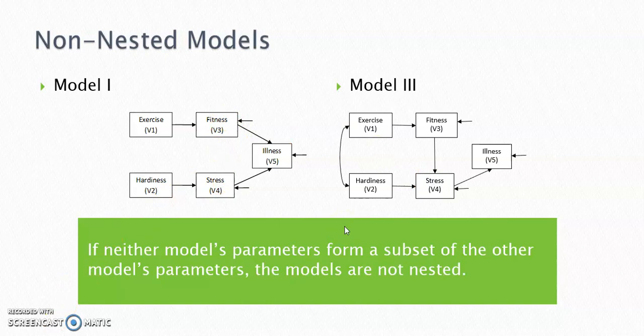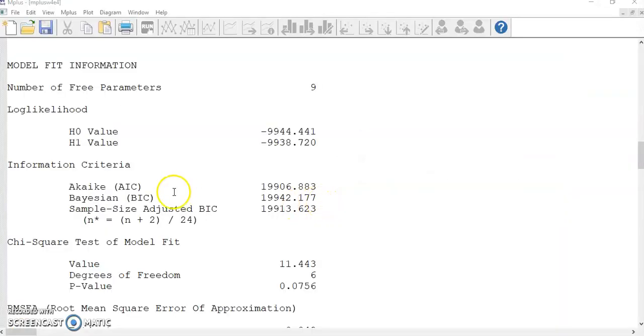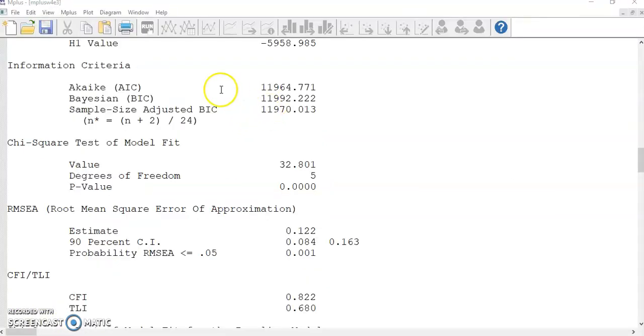When two models are non-nested, you cannot use model chi-square values to decide which one's better. Rather, some kind of descriptive model fit indices should be used to compare non-nested models. In the example here, I used AIC to compare the two models. For Model 1, the Mplus output shows an AIC value of 19906.883. For Model 3, the AIC value is 11964.771.